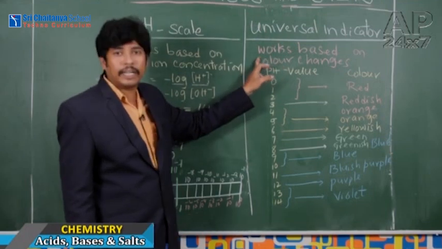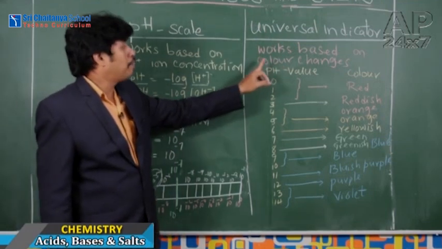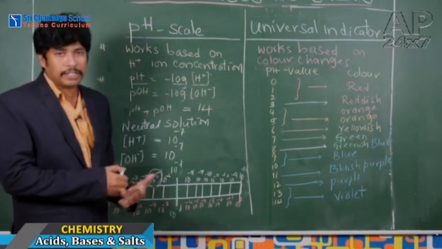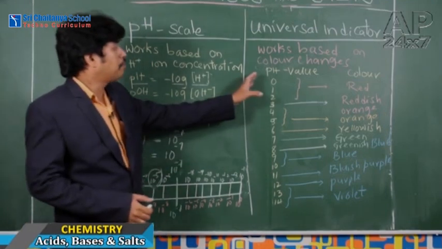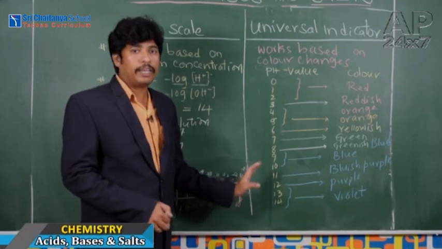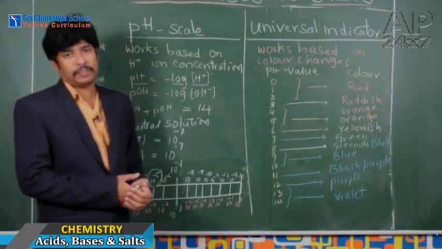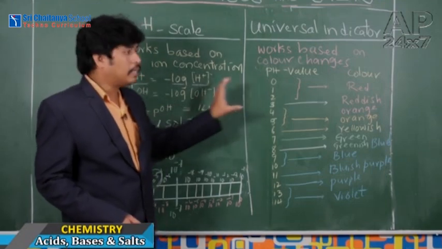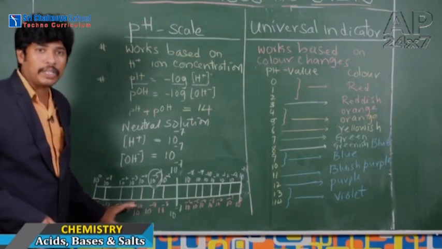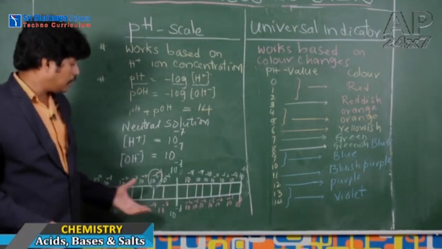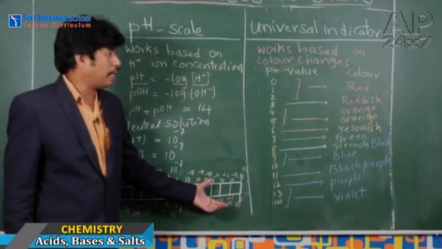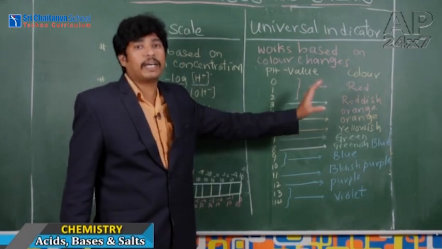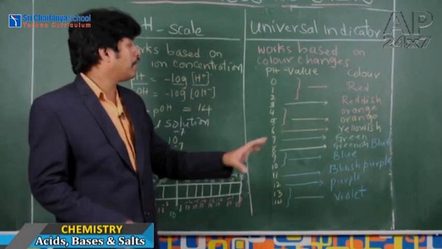This universal indicator mainly works based on the pH ranges and color changes, as I said. So as per certain ranges of the pH values, we can observe different colors in different acidic or basic mediums. Now here, we know that the range of the pH scale is from 0 to 14. At certain pH values, we can observe different colors.